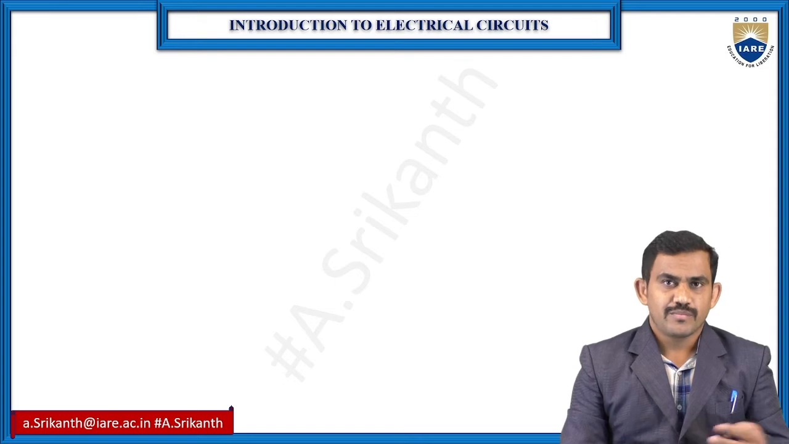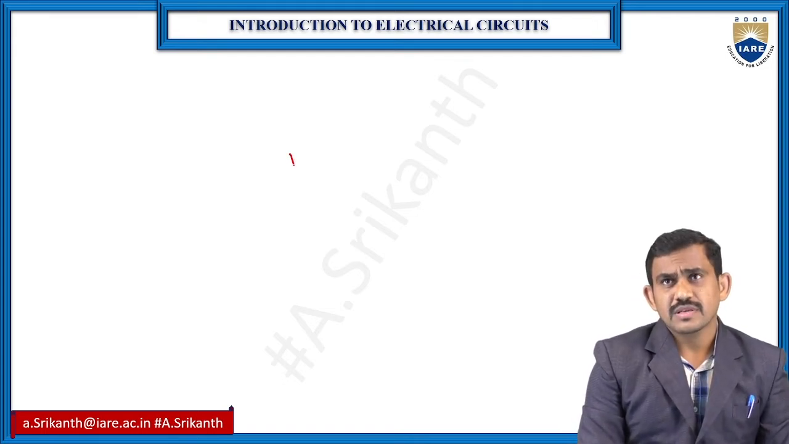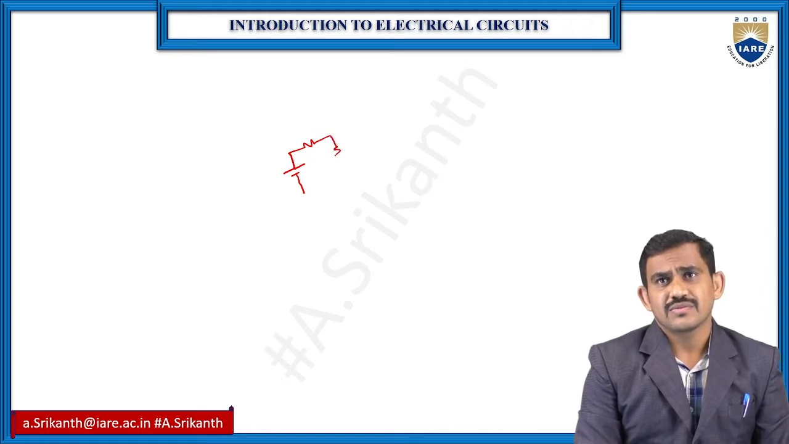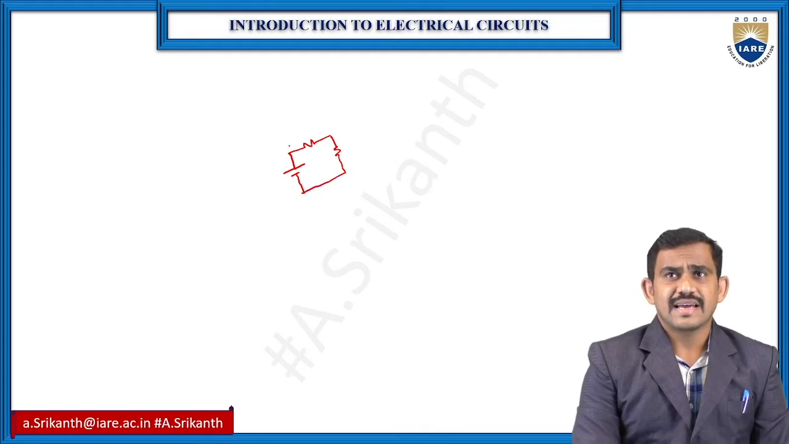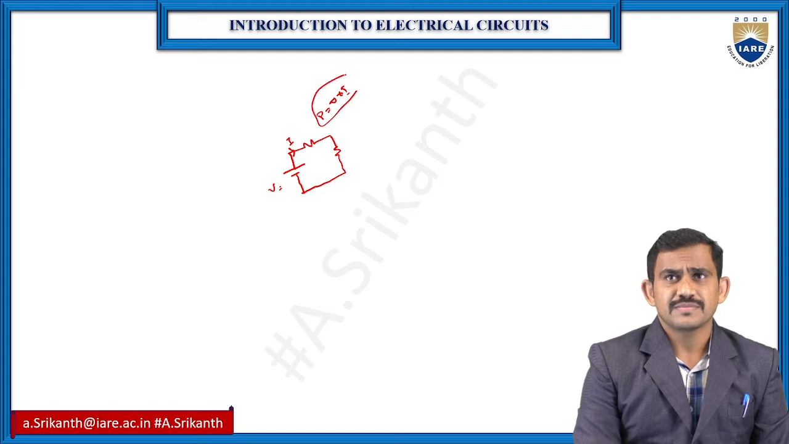Here we have some problems on those formulas. Suppose I have one resistor, a voltage source, and one more resistor, and I have an I value and a V value. I want to find out the power. For that we have P equal to V into I. That is a simple one.